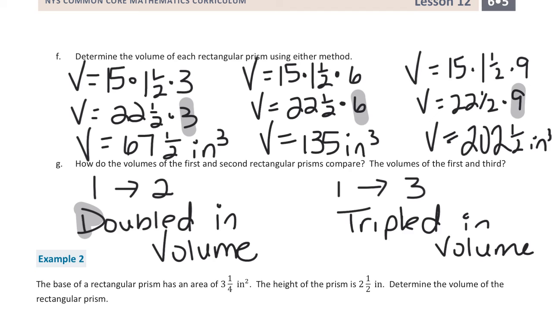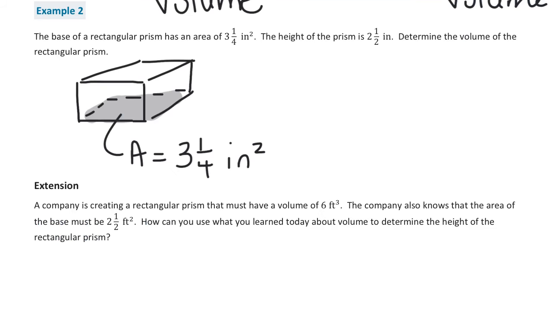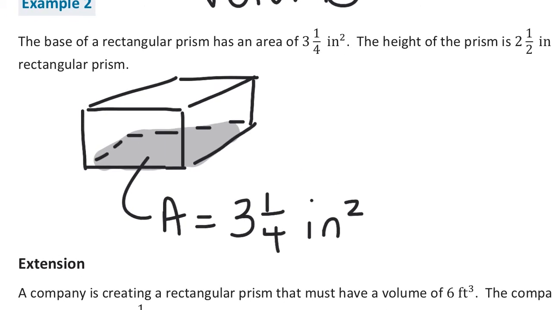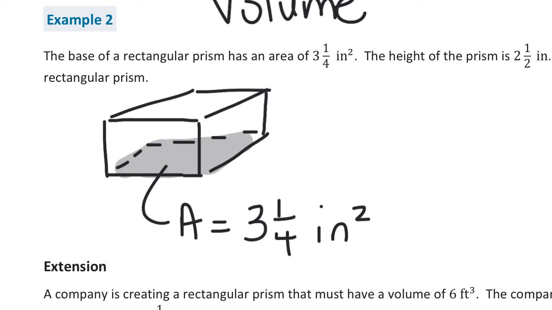All right, so now let's look at example 2. Okay, in example 2, it says the base of a rectangular prism has an area of 3 1/4 inches squared. The height of the prism is 2.5 inches. Determine the volume of the rectangular prism. So in this picture, they did not tell us the length or the width. They just had gone ahead and figured out the area of the base. So I drew a picture, kind of shaded where that area would be, and labeled it. Our height is 2.5 inches.